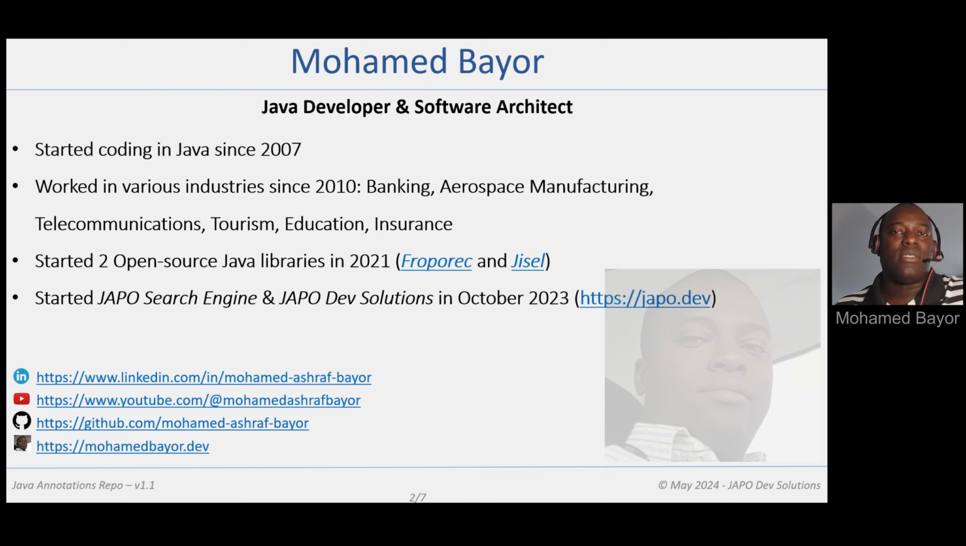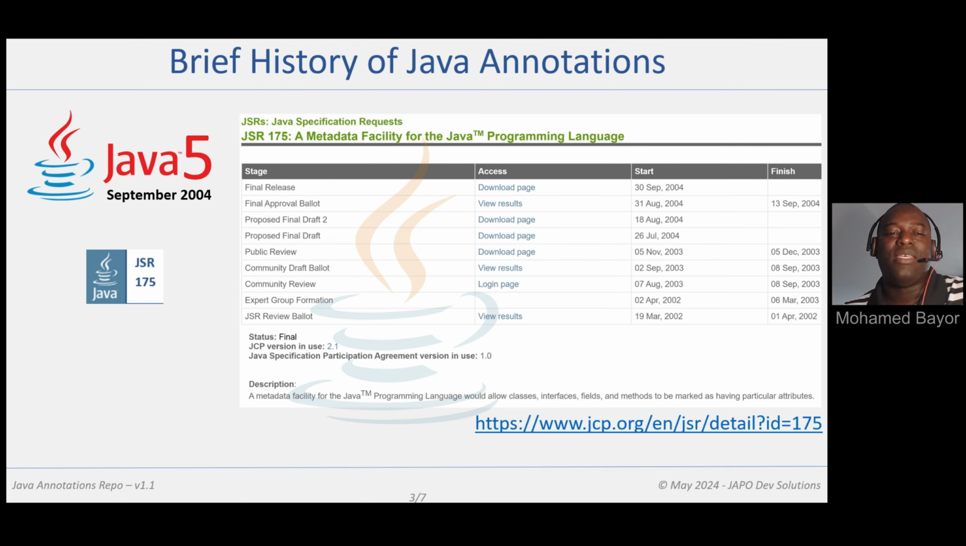Now, before we start going through the new JAPO user interface along with the new features, let us take a moment to explore a brief history of Java annotations. Initially introduced as metadata instead of annotations, this new feature was introduced back in September of 2004 under version 5, also known at the time as Java 1.5. So when you think about it, it's been almost 2 decades now since annotations were first introduced in Java.